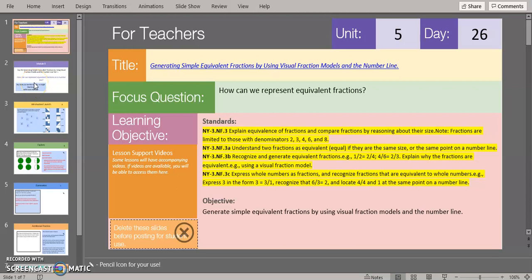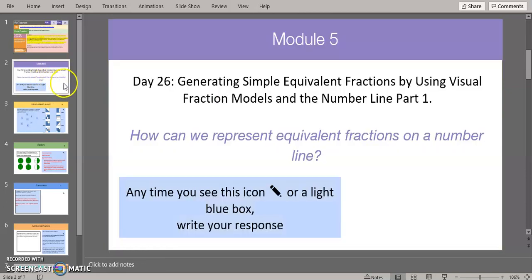In this lesson, we will be generating simple equivalent fractions by using visual fraction models and the number line. The highlighted standards you see will be elaborated in this presentation. This is Module 5, Day 26. We will be looking at how we can represent equivalent fractions on a number line.